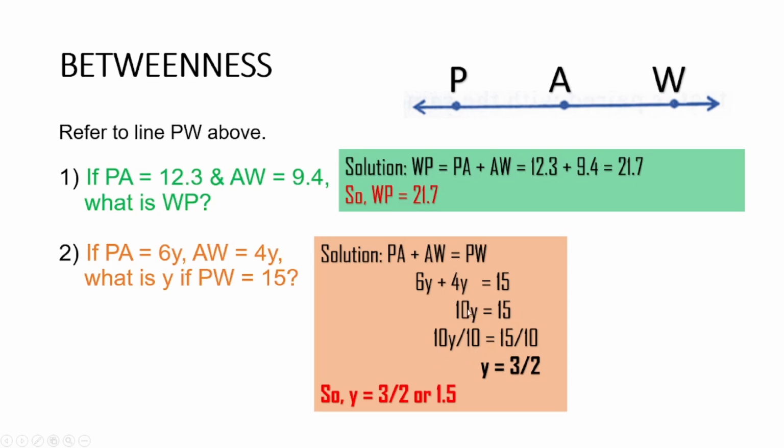And then we divide both sides by 10, since 10 is the multiplier of y. We need to solve for y. So that cancels 10, and y is 15 over 10. And then 15 over 10 can be simplified as 3 halves, or that would be 1.5. And that is about betweenness.